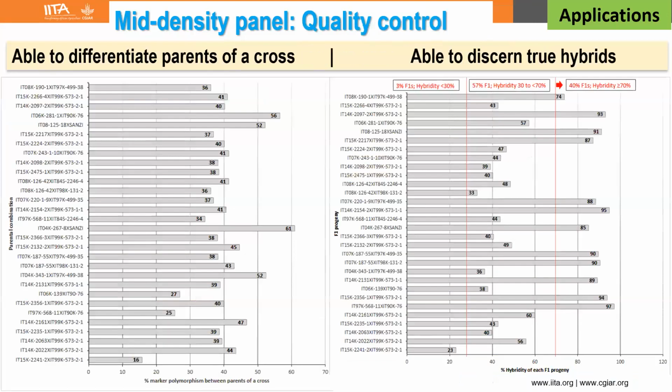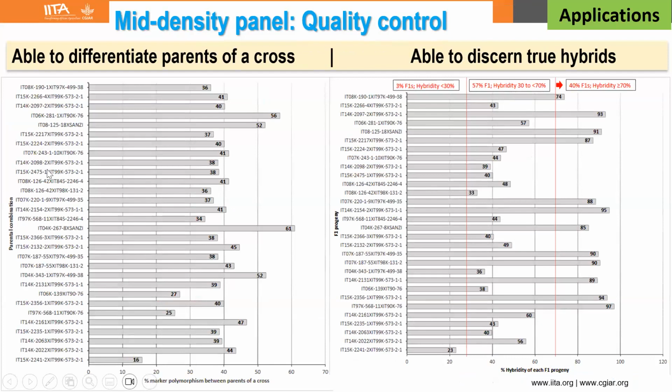And we also tried to check if some sets of these can be used for quality control. We used the entire set in a way, but it actually helped us to identify a few sets that we could use to enhance our quality control marker panel. So on the left here, we are looking at a test for polymorphism. We are looking at, on the x-axis, the percentage of marker polymorphism between the parents of a cross. These are parental combinations.